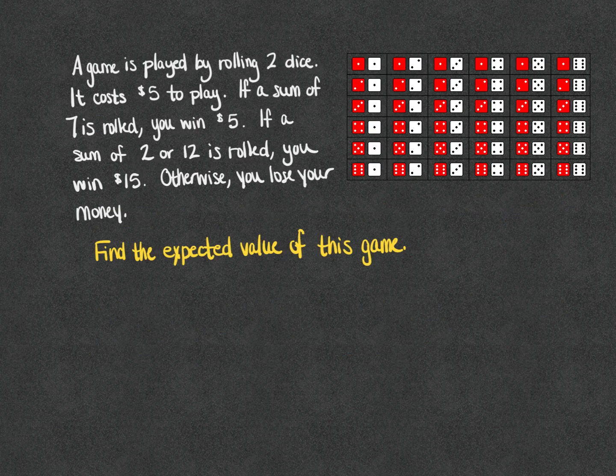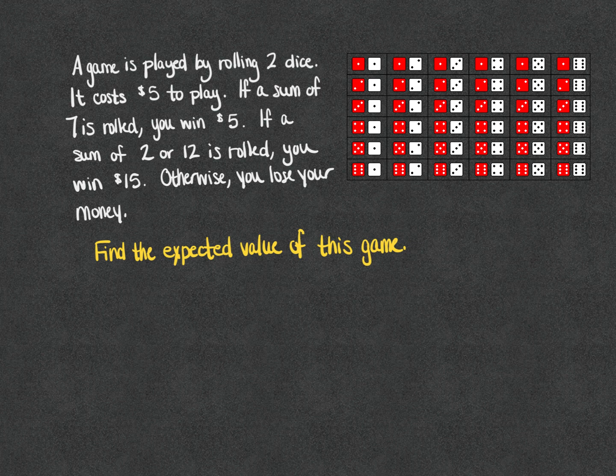Let's take a look at another game scenario. So the game is played by rolling 2 dice. It costs $5 to play. If a sum of 7 is rolled, we're going to win $5. If a sum of 2 or 12 is rolled, we're going to win $15. And otherwise, we're going to lose our money. Find the expected value of this particular game.